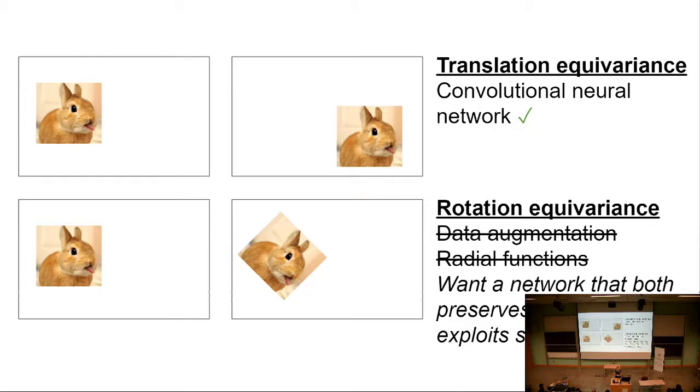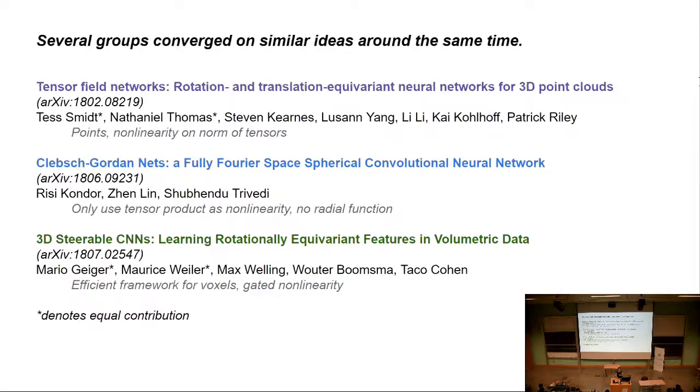So if I have a network that only operates on radial distances, those don't change under rotation, but I'm throwing out angular information. So ideally, we want a network that preserves the geometry, so we want to maybe keep the geometry through the network, and still exploits the symmetry of rotations.